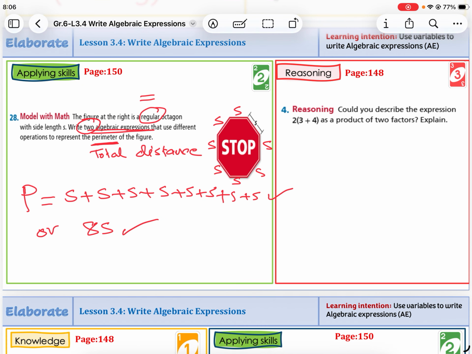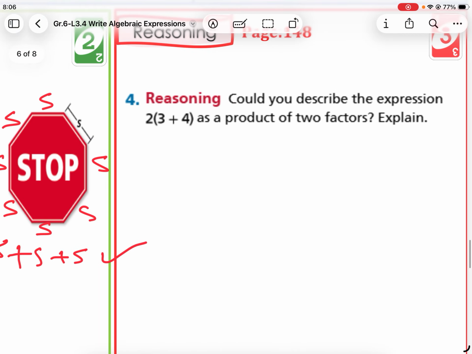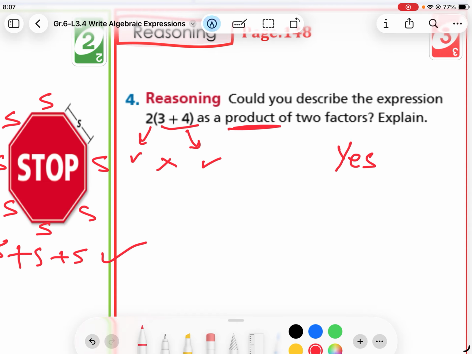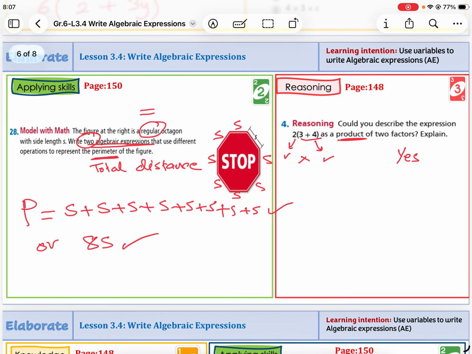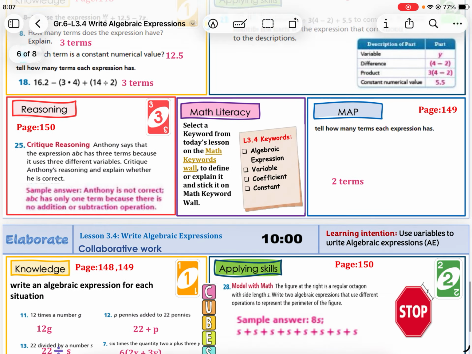That's it. Let's check out this one. Could you describe the expression as a product? Yes, it is a product. Why? Because here you can see 2 is multiplied with 3 plus 4. The operation between 2 and the parentheses next to it is multiplication. So 2 is a factor, and 3 plus 4 is another factor, and they are both multiplied together. Guys, I think you should write it, but for me it's difficult to write. You can see my handwriting, it's a total disaster. So I guess that's it for this lesson.